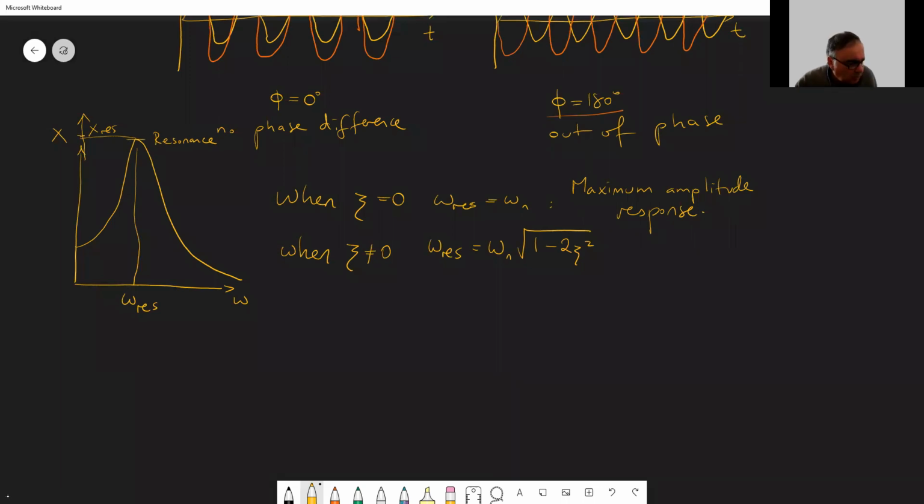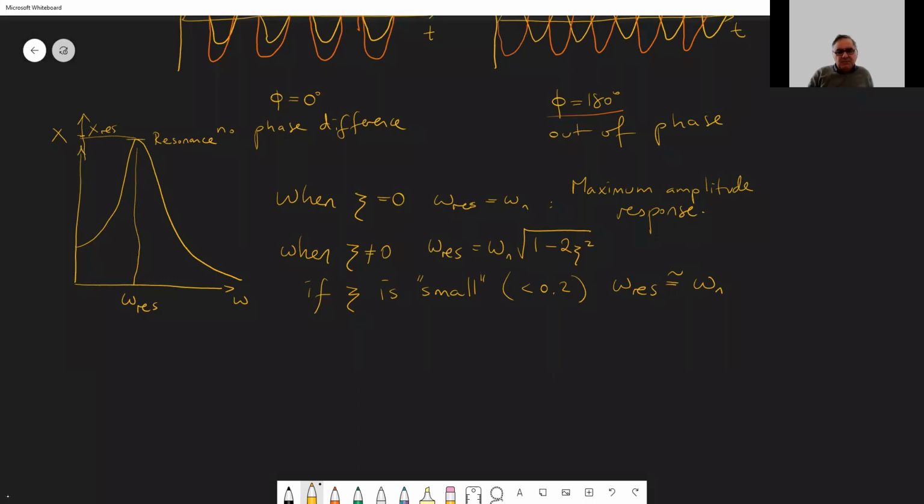If zeta is small, well, how small is small? Let's say less than 0.2 or something, okay? Then you can say that the resonant frequency is approximately equal to the natural frequency of the system. But this is not always correct, okay? There will be some error.